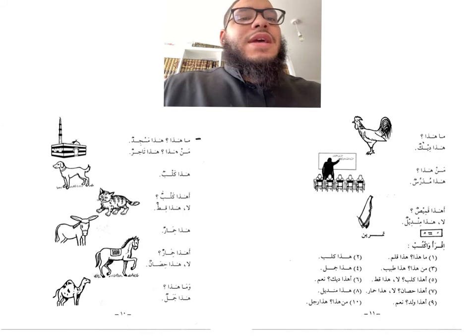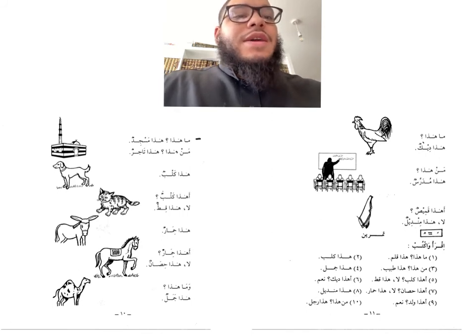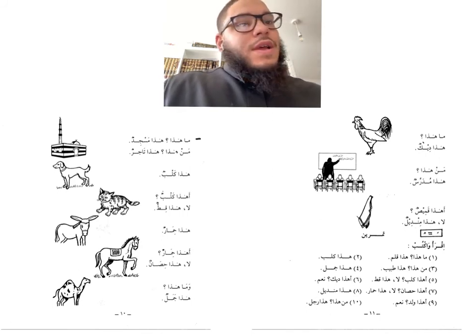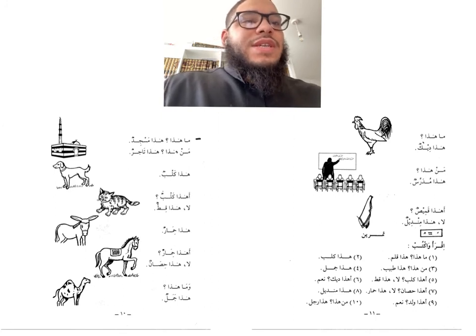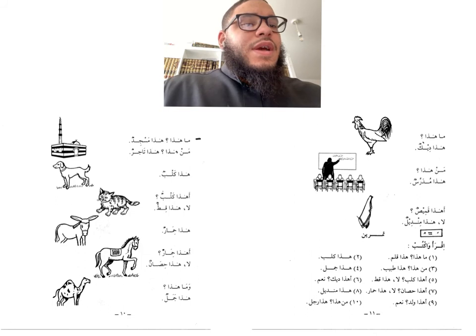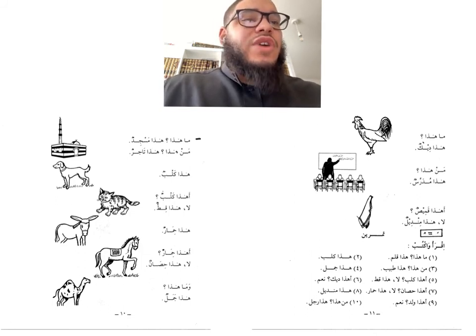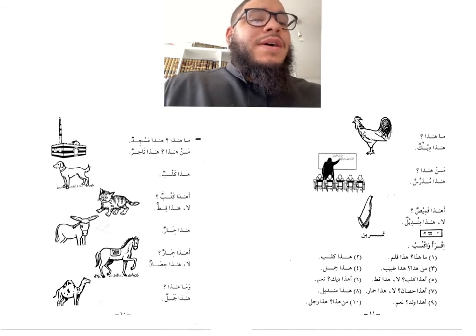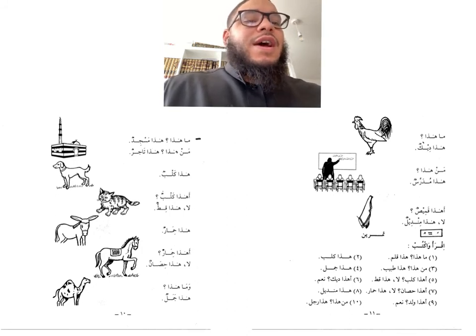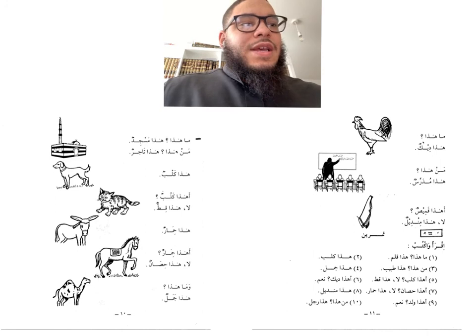Then we have hadha kalbun. This is a dog. Hadha kalbun. Is this a dog? La. Hadha qittun. No, this is a cat. Hadha himarun. This is a donkey. Hadha himarun. Is this a donkey? La. Hadha hisanun. No, this is a horse. Wama hadha. And what is this? Hadha jamalun. This is a camel.